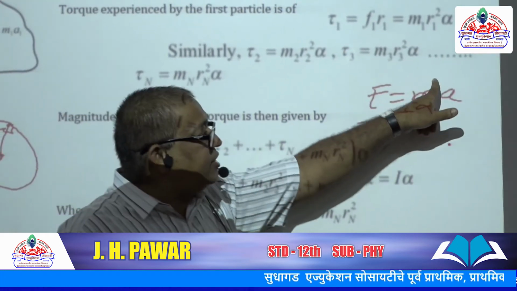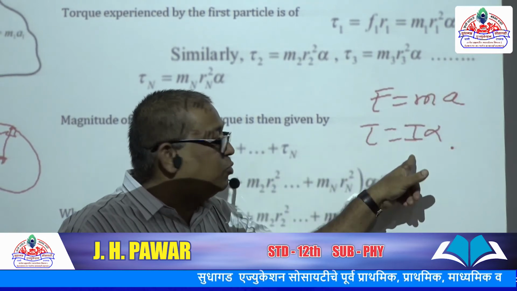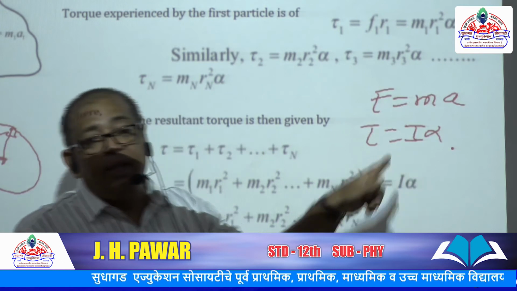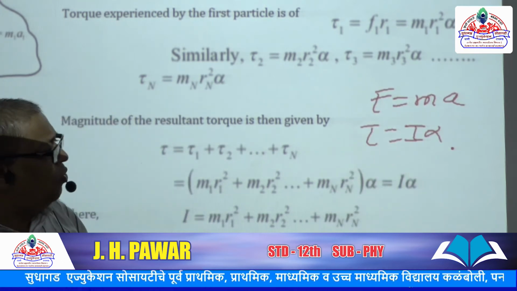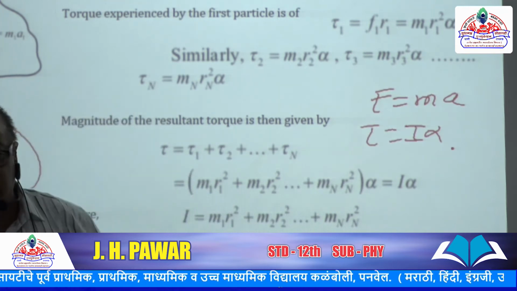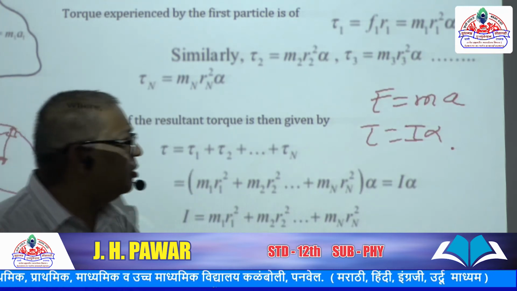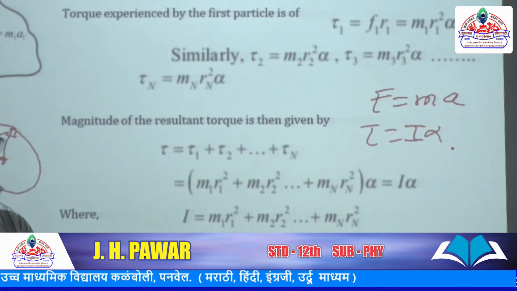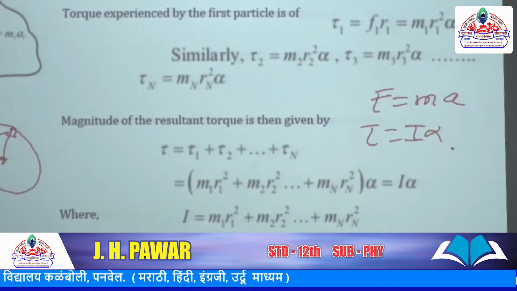So mass in linear motion is analogous with moment of inertia in angular motion. So mass is replaced by moment of inertia in angular motion or rotational motion. So this is the physical significance of moment of inertia. Okay, very simple thing.